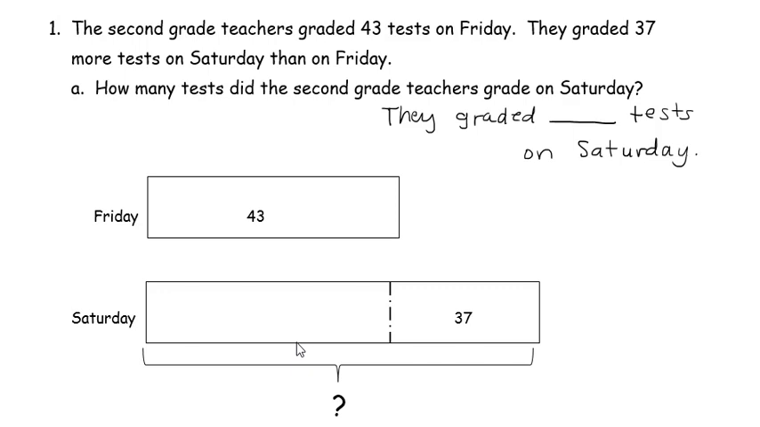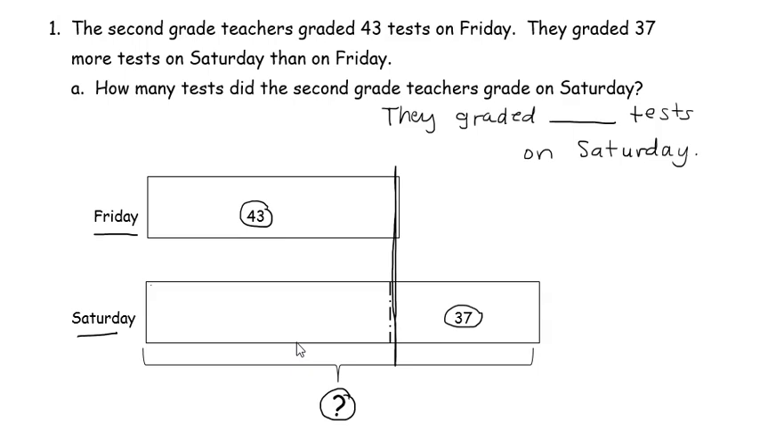Now let's see how the tape compares to the problem. My first tape is showing the tests that were graded on Friday. We can see that they had 43 tests on Friday. On Saturday, the second tape, we don't know how many they graded altogether. That's why we have a question mark here. But we do know that the amount that they graded on Saturday was 37 more than the amount that was graded on Friday. If they had graded the same amount, the tapes would have stopped in the same spot.